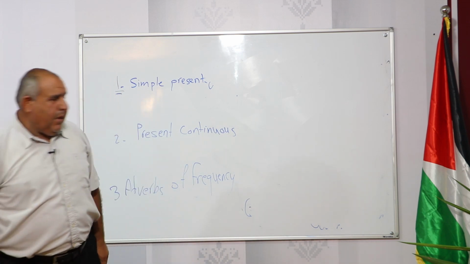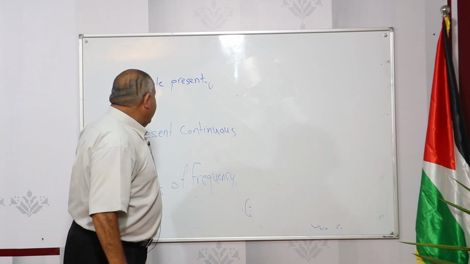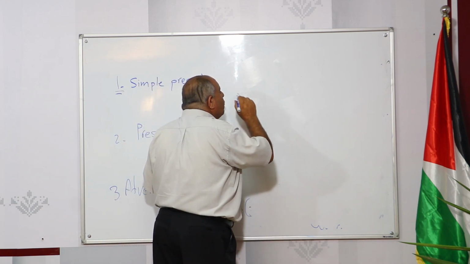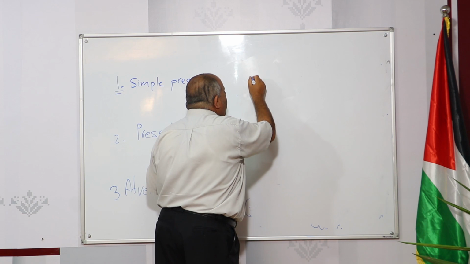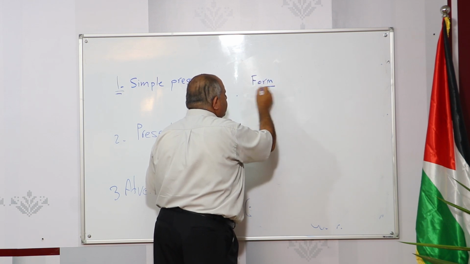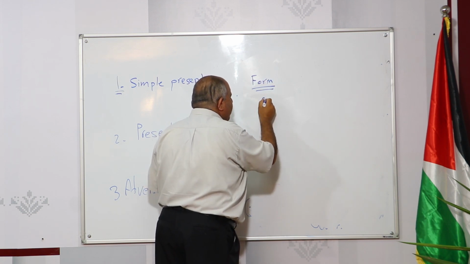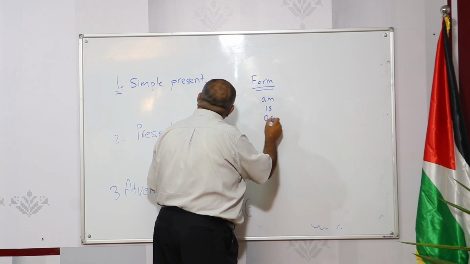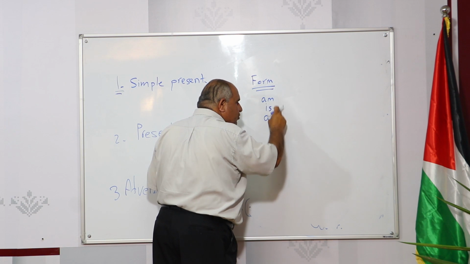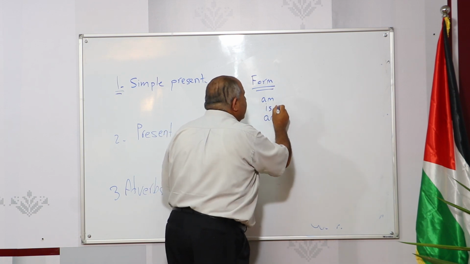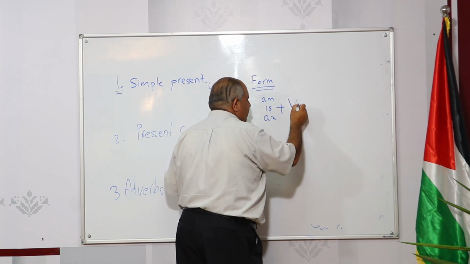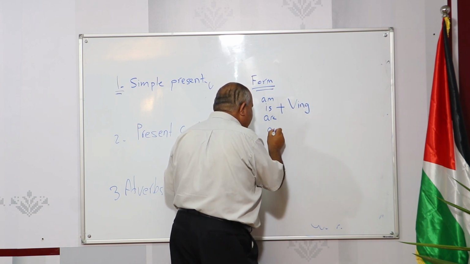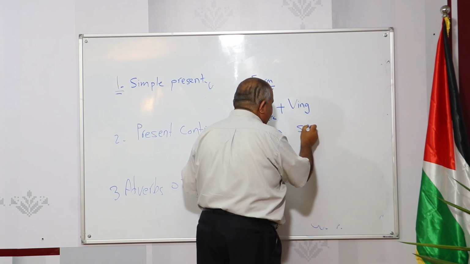How do we form the present continuous? Now, the present continuous is formed of am, is, or are, which are verbs to be in the present, plus verb ing. Example, am speaking.